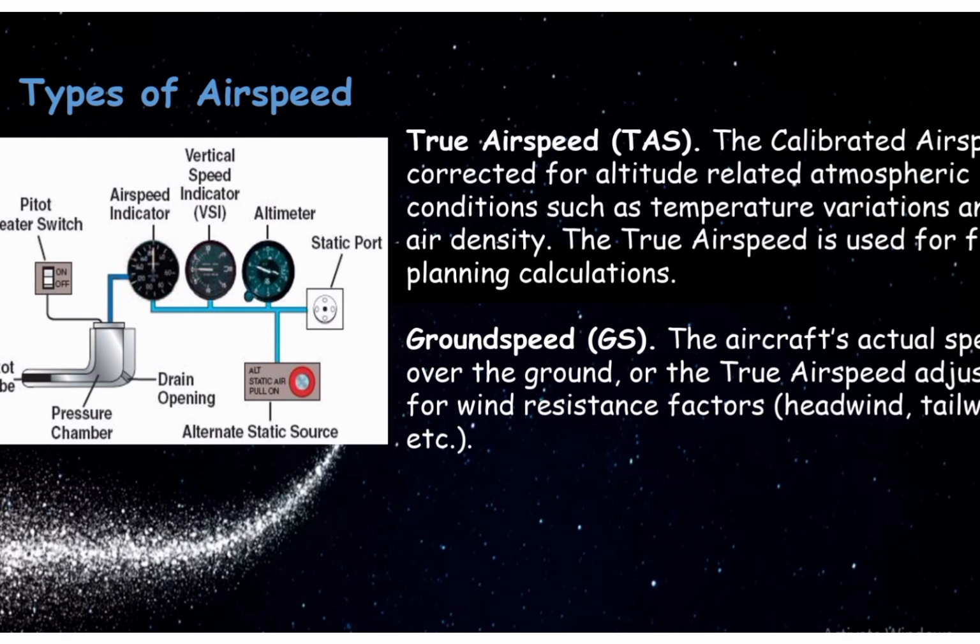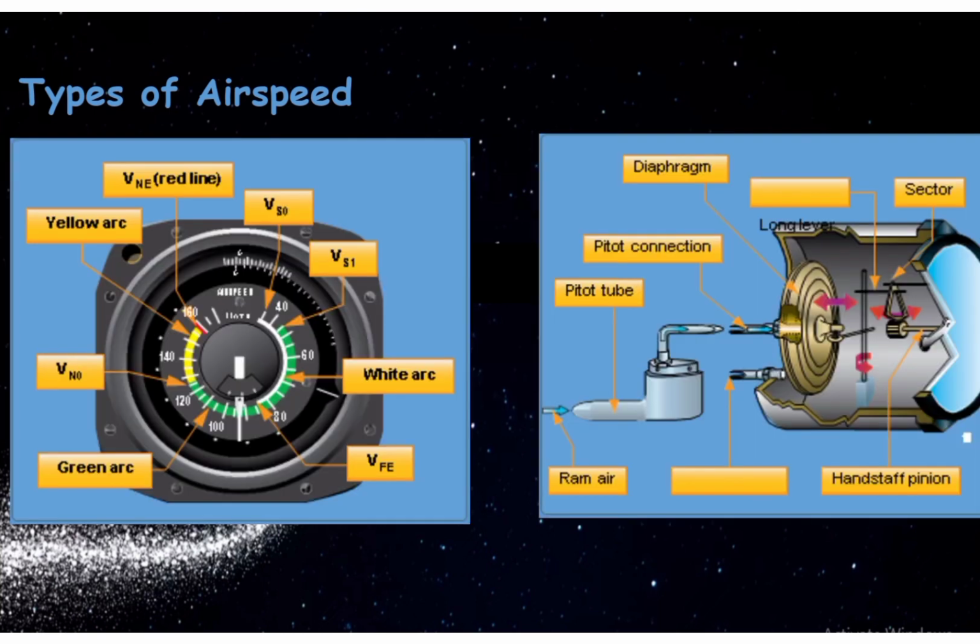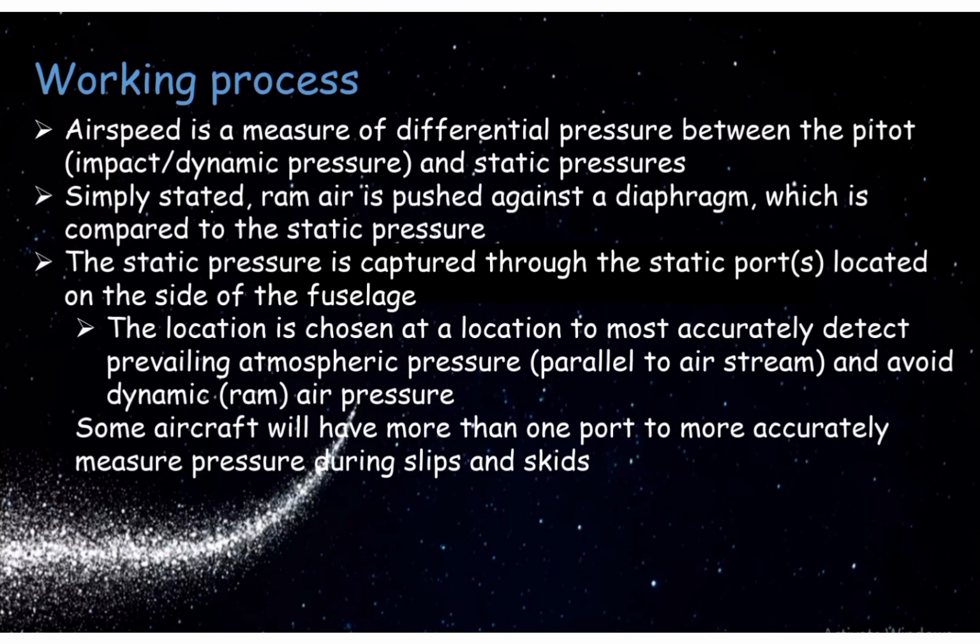Here we can see in the diagram the true airspeed and the static port, and here is a diagram which is used to calculate the pressure variation with the pitot and static tube. So here we can fix the dial, and inside the dial this mechanism is working. So now we will see the working process.